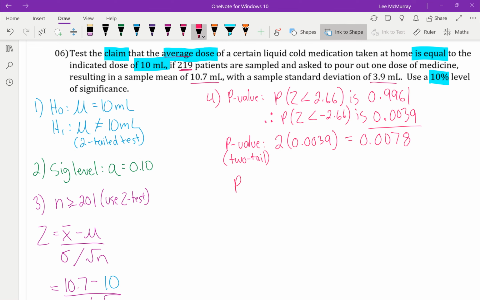Okay, so we'll use that and then compare that to our significance level. So our p-value is 0.0078, and our significance level is 0.10, or we can call that alpha, whatever you want. 0.10 is 10%. And then we have to compare those. So in this case, the p-value is definitely less than our alpha. And whenever that happens, therefore, we're going to reject the null hypothesis.